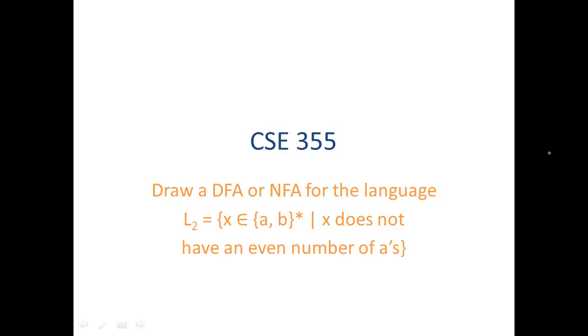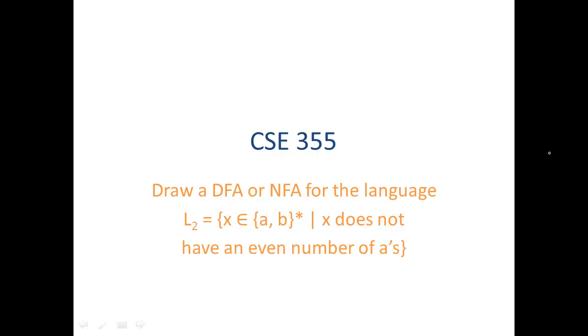In this video, we will draw a DFA or an NFA for the language L2, which is the set of strings x over alphabet {A, B}, such that x does not have an even number of A's. So first note, there's two ways we could go about doing this. Way one is to realize that not having an even number of A's means that it has an odd number of A's. Okay, odd is the opposite of even.